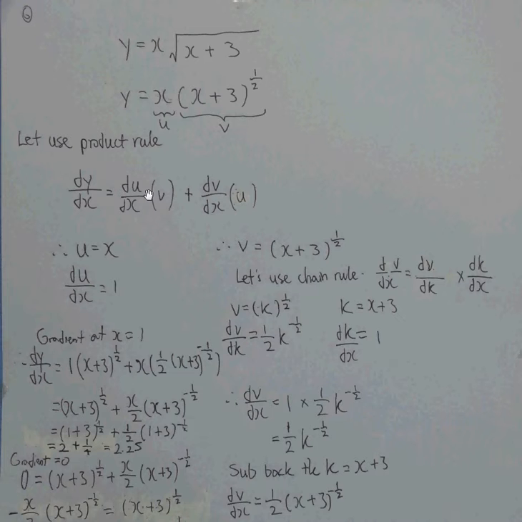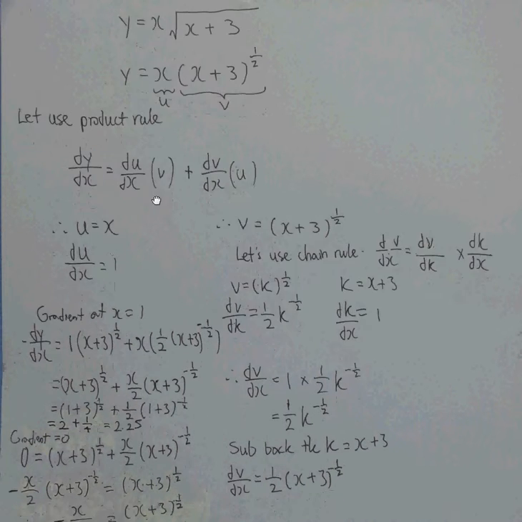So how do we use the product rule? The differentiation of y will be equal to the differentiation of u with respect to x times v, plus the differentiation of v with respect to x times u. Alright, I know it sounds confusing, but it's really easy. Let's differentiate our u first. u is only x, so du over dx equals 1.